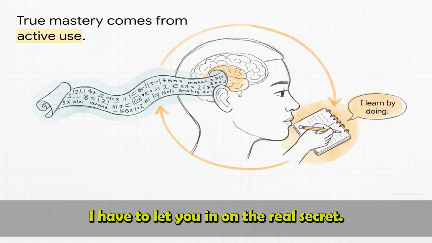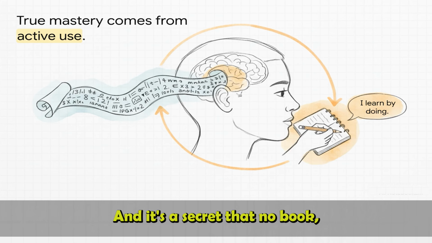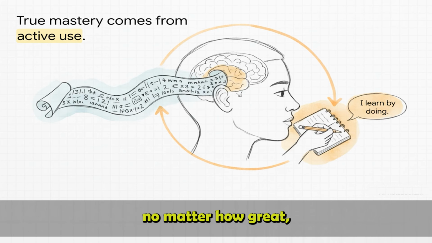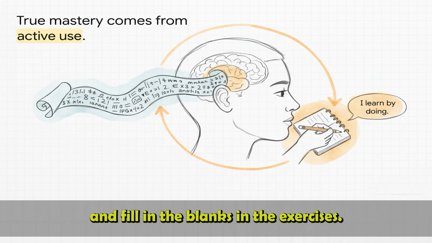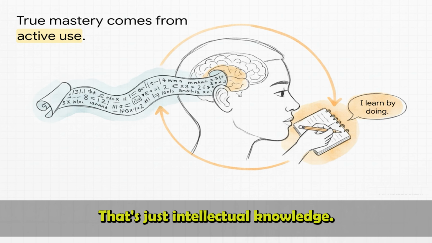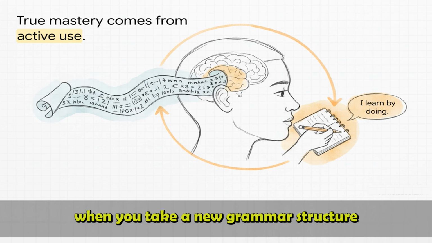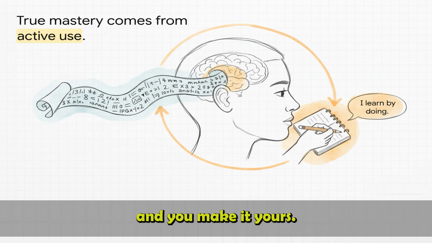But listen, I have to let you in on the real secret, and it's a secret that no book, no matter how great, can teach you on its own. True, deep mastery of grammar only comes from one thing: active use. It is simply not enough to passively read the rules and fill in the blanks in the exercises. That's just intellectual knowledge. The real magic happens when you take a new grammar structure and you make it yours.